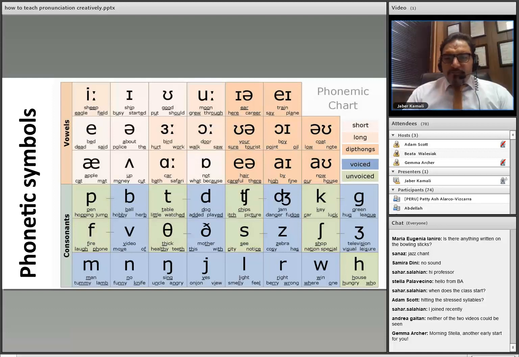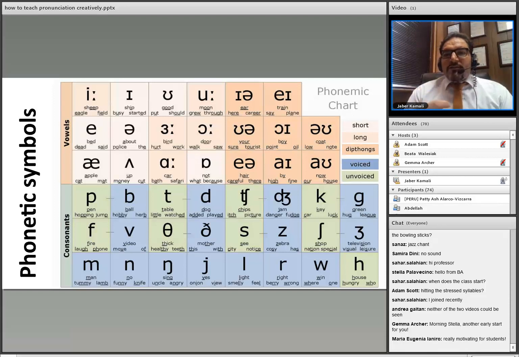So the thing is that in the first activity with board games, we are trying to make the learners recognize the sounds. But in this bowling game, we are going to make the learners produce the sound. So the difference is the recognition and production of the sounds with those words.